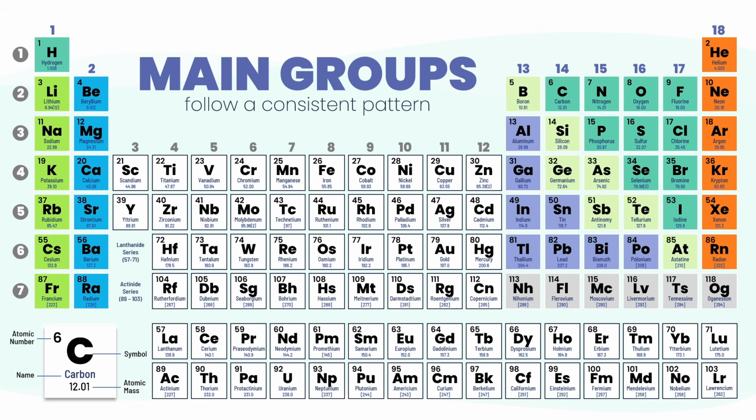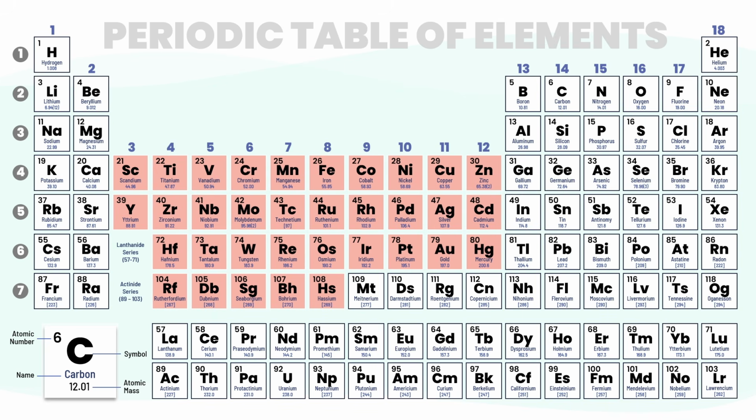So main group elements follow a pattern, but what about those in the middle, groups 3 to 12? Or the 2 rows floating below the table? Let's uncover those exceptions next. First, we have the transition elements, groups 3 to 12 in the middle block. Their electron configurations are more complex, and that's why they don't follow the simple group valence pattern we saw earlier.